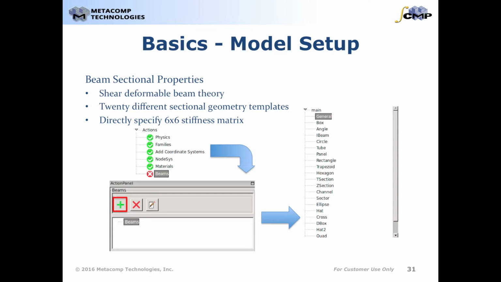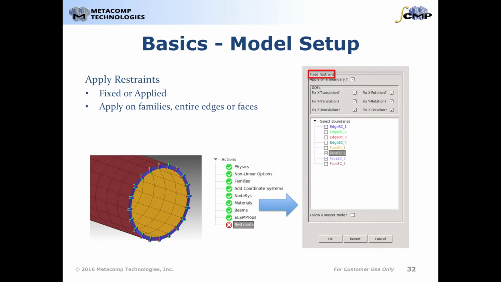For problems involving beam elements, CSM++ provides an easy way of defining beam sectional properties. The user can select between one of 20 different sectional geometry templates or directly specify the 6x6 stiffness matrix. Applying restraints. CSM++ allows the specification of a fixed or an applied restraint, where a displacement or velocity is specified. These restraints can be applied on families created by the user or entire edges or faces of the structure.